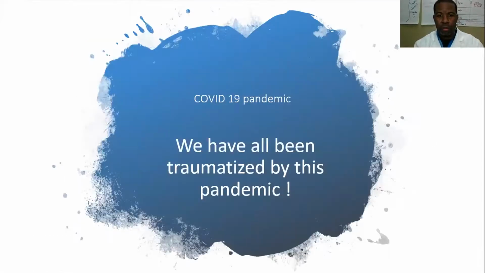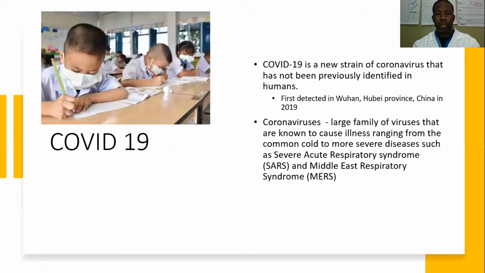Let's talk about COVID-19. All of us are dealing with COVID-19. I can't think of anybody in the world who's not. This is a strain of coronavirus. We're all familiar with these terms by now. First described in China in 2019, hence the name coronavirus 19, 2019. It comes from a large family of viruses.